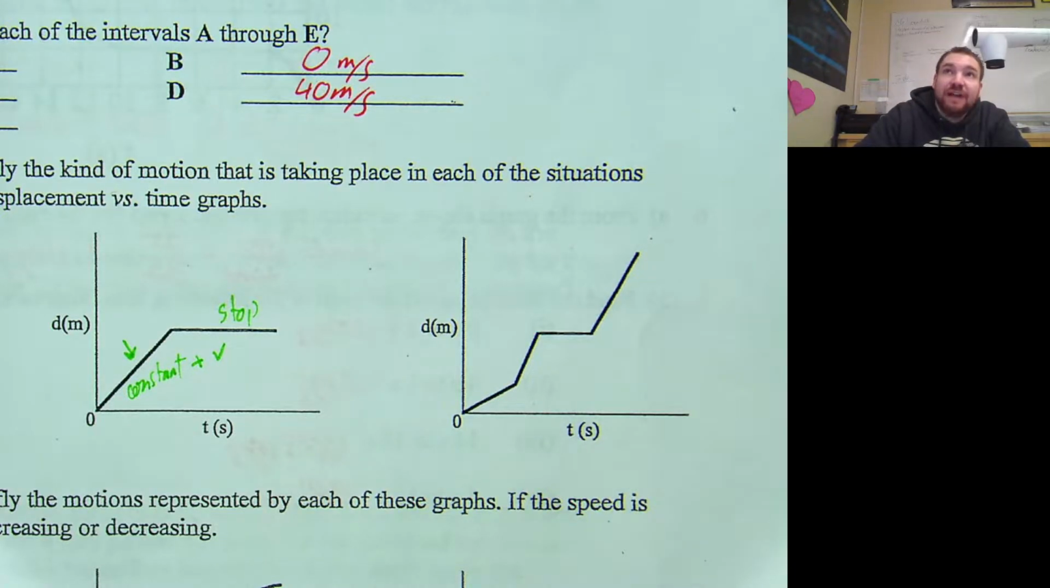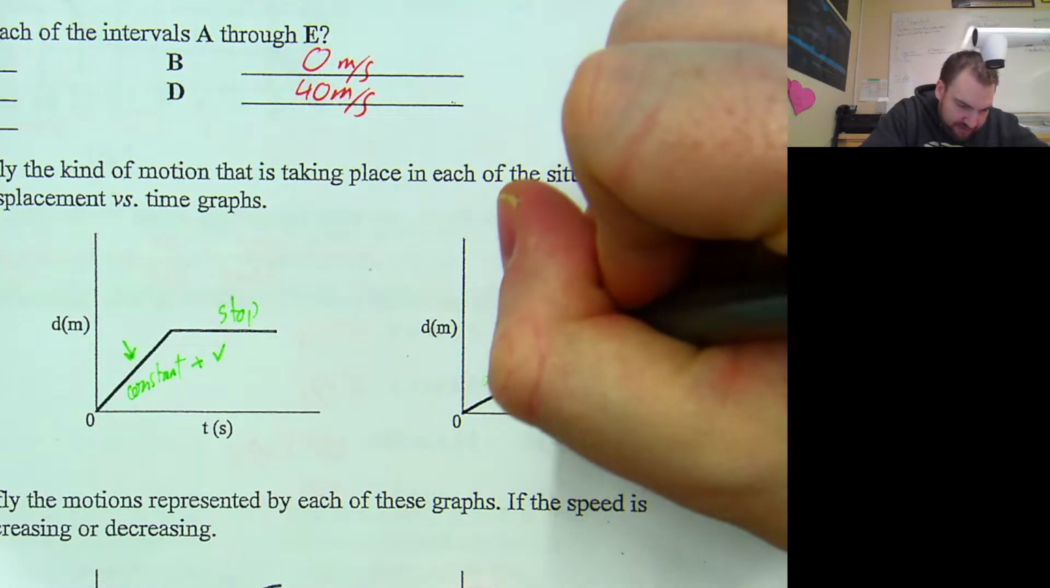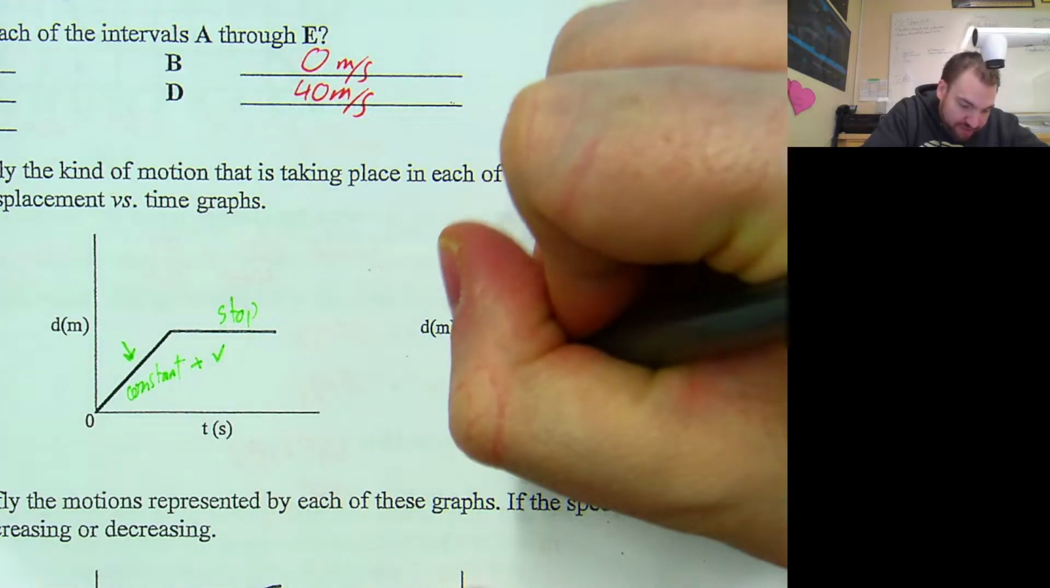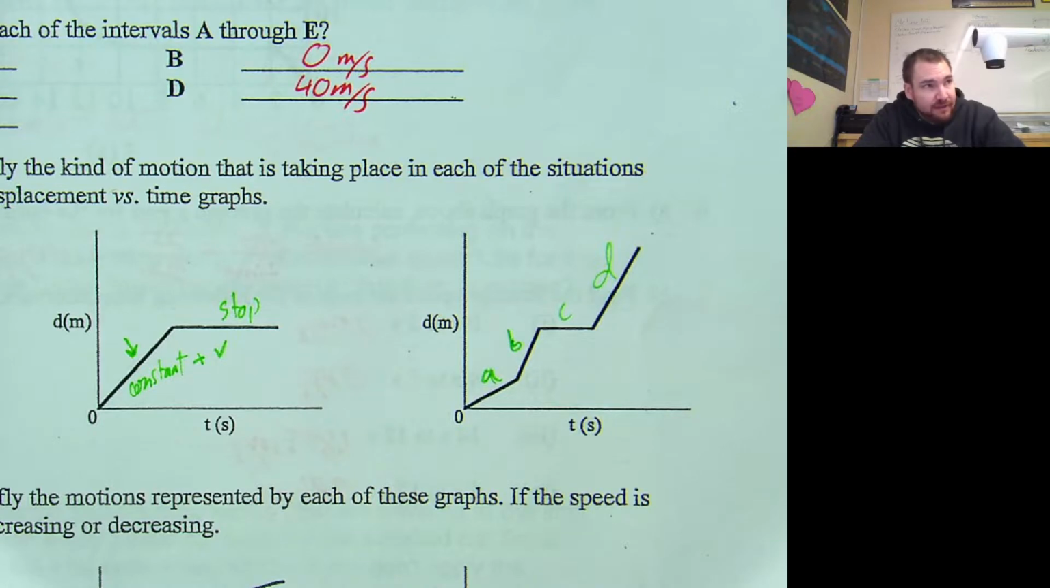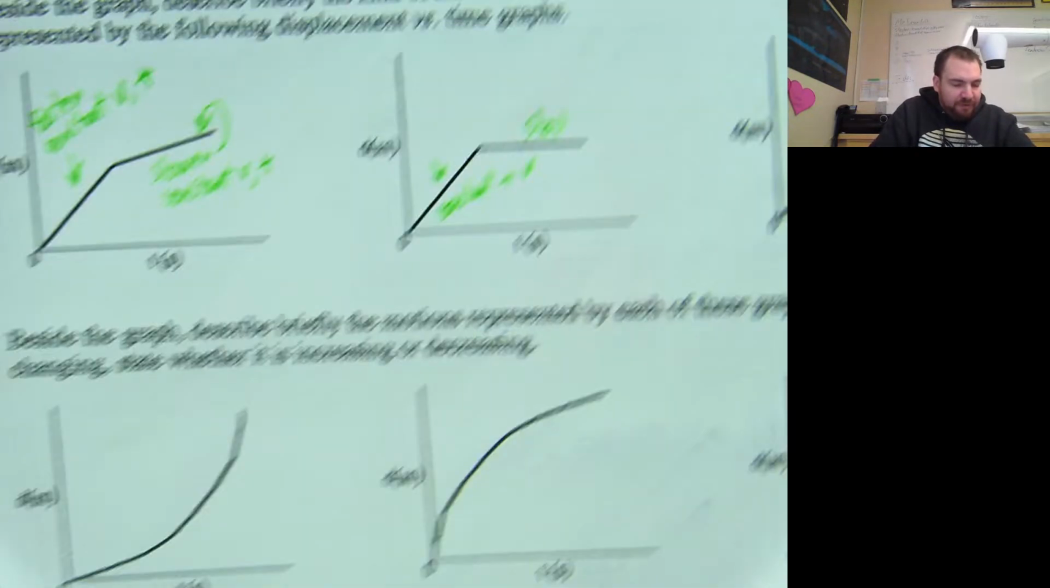Which section was faster? I'll go like this, A, B, C, D. Which one? They're all constant. Which one's the fastest? B, because it's the, and then C, because it's not moving in C. Cool. Does that help? Questions about C? Okay. Number 4, or number 3 rather.